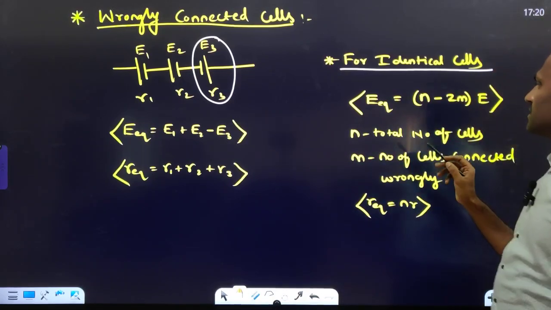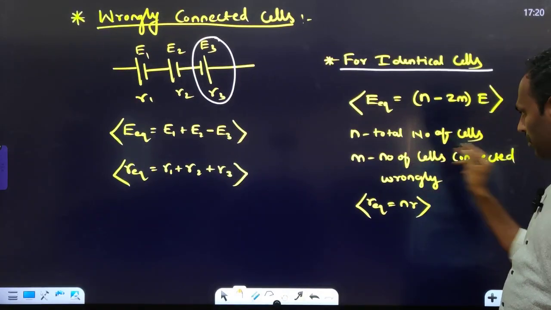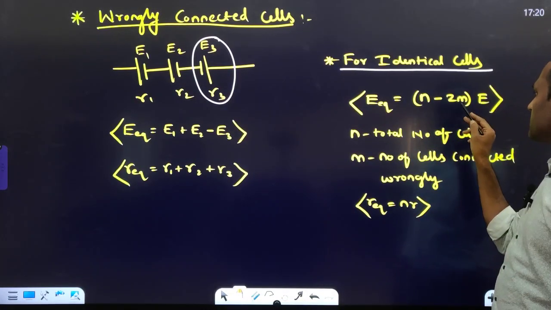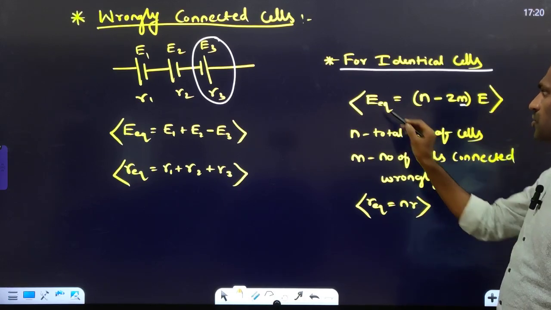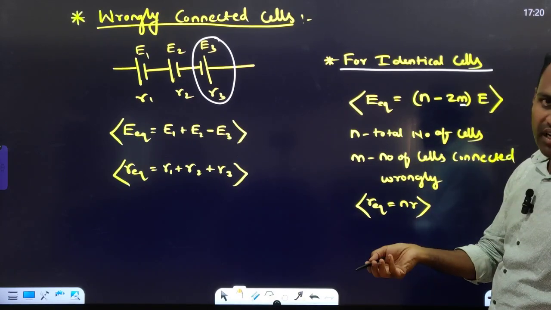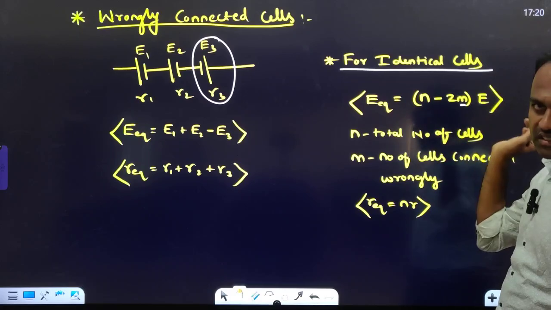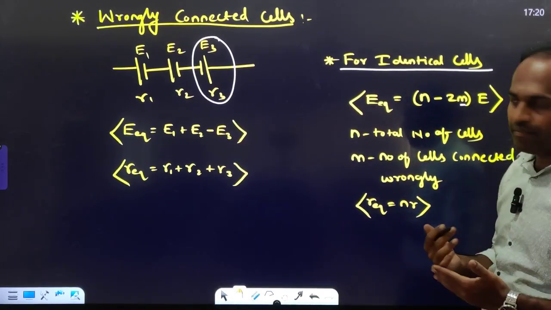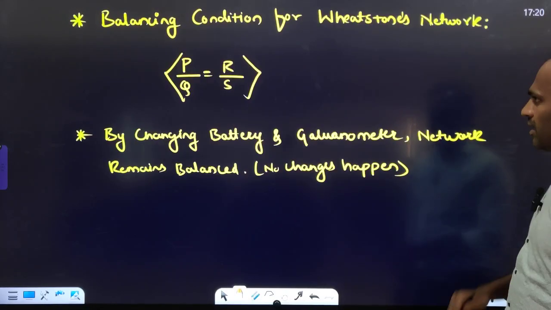See, for identical cells, E equivalent is equal to n minus 2m into E. N is total number of cells, m is number of cells connected wrongly, correct? And R equivalent will be equal to n into R. So equivalent EMF when in identical cells, when some cells are connected wrongly, is n minus 2m into E. N is total number of cells in series, which includes both correctly connected and wrongly connected cells. m is only the wrongly connected cells, right? Okay, that is all about the cells.